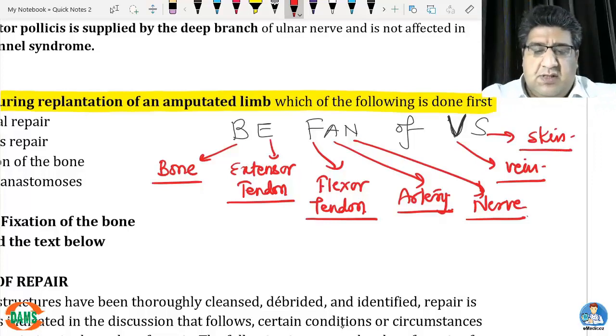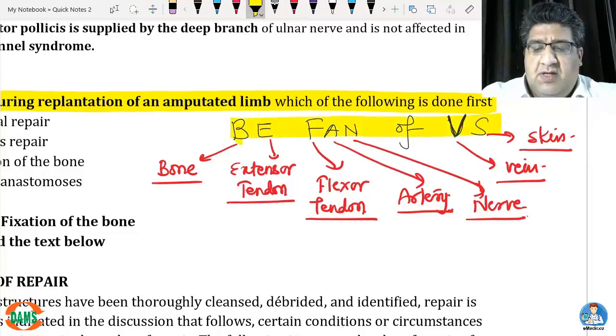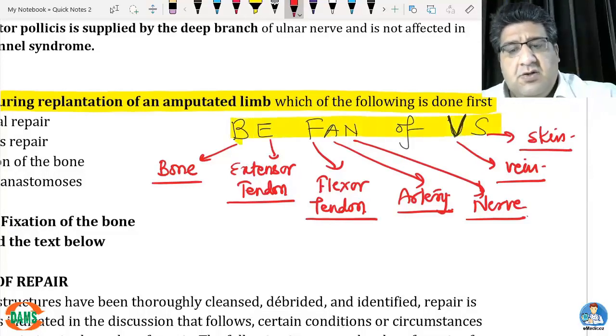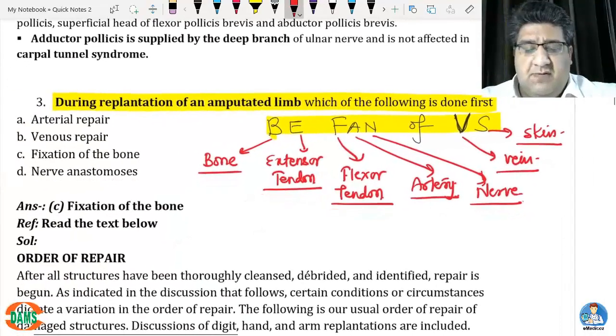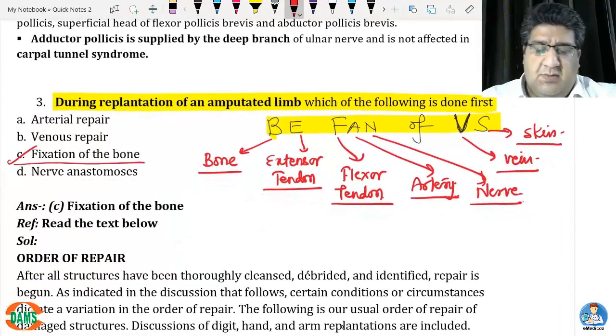So this is the sequence that I want you to remember: B, E, fan of VS. So bone is always the first structure to be fixed. So the answer is C, simple fixation of bone.